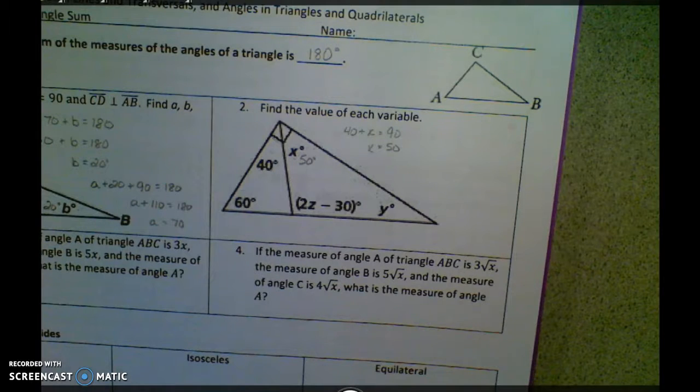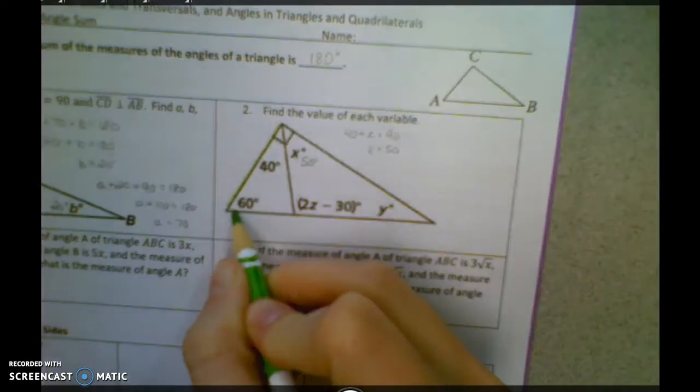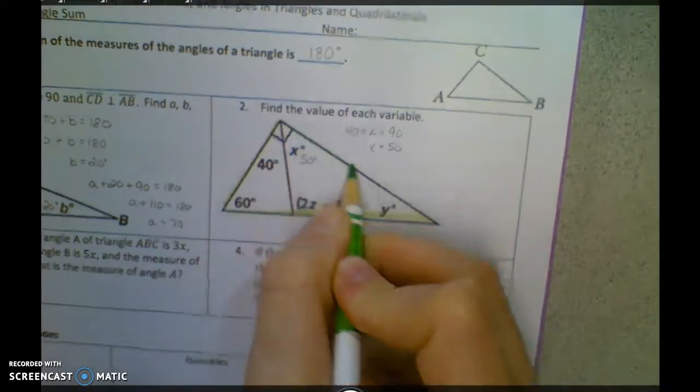I'm next going to try to find angle Y. To do that, I'm not going to look at the little picture. I'm going to look at the whole thing. What I'm trying to say is I'm going to look at this triangle. I'm going to ignore the line that's in the middle.